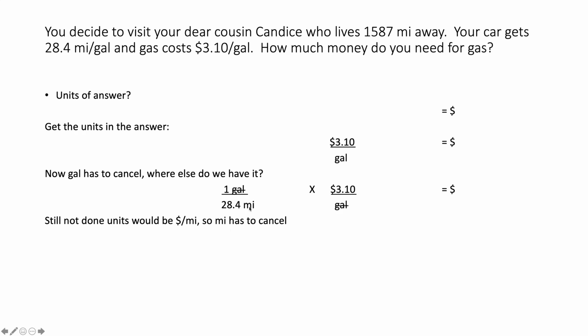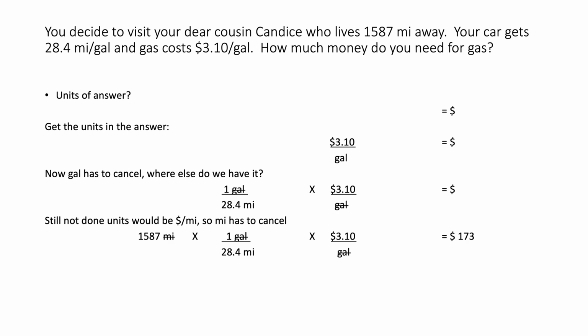So what do I want? I have miles here in the denominator. I want it in the numerator. So I'm going to put the 1587 in the numerator. And then I just do the math. You see how the mile, I forgot to cancel it here, but miles cancel. Right? So I go 1587 divided by 28.4 times 3.10. That'll give me 173.